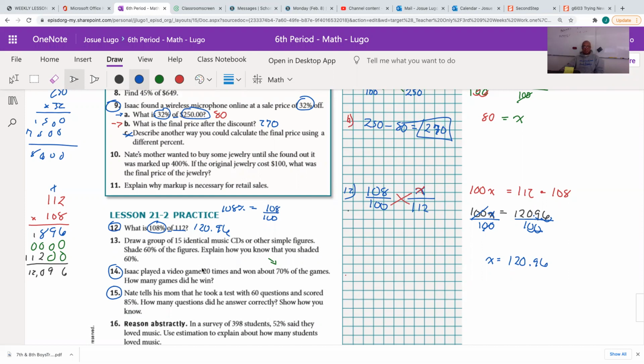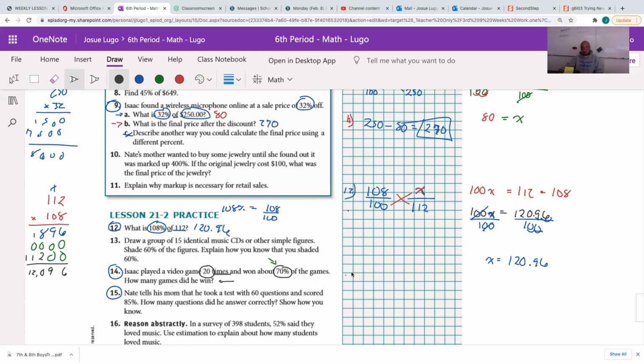For the next one, ladies and gentlemen, I'm simply going to show you how to set it up, but I want you to do this on your own, where you will do the cross multiplication and you will isolate the variable on your own. Number 14, Isaac played a video game 20 times. So that's how many total times he played. He won about 70% of the games. How many games did he win? So he didn't win all of them. He didn't win all 20, but let's see what 70% of 20 is.